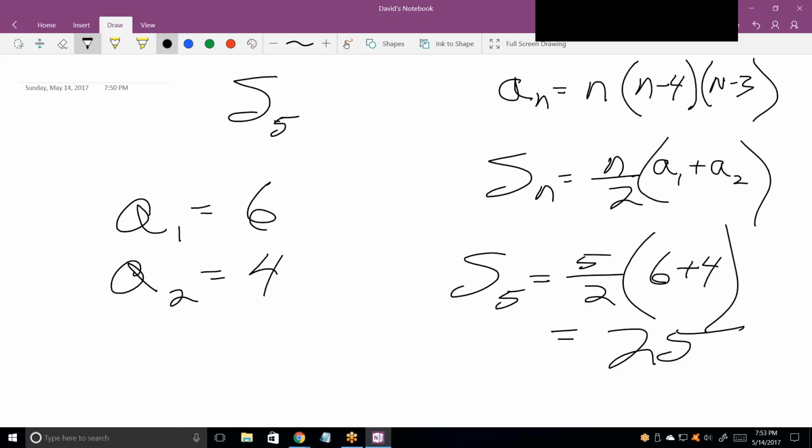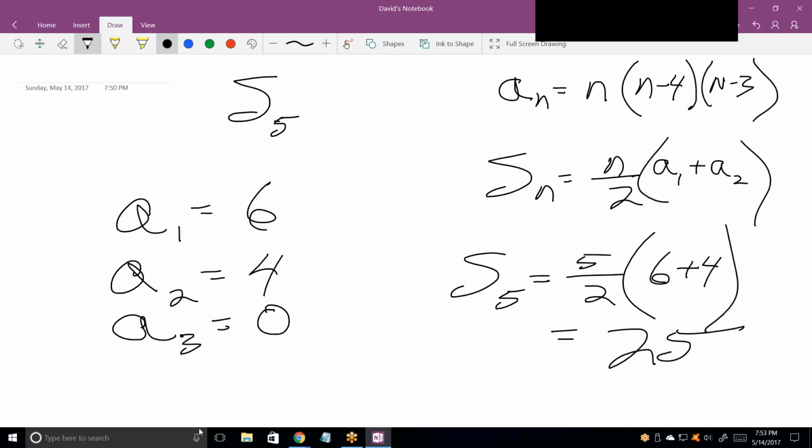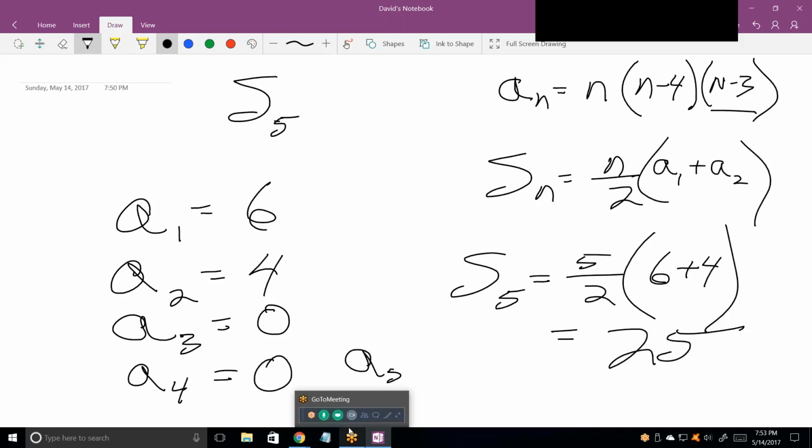Now, let's just check them out. It's not hard to do. What's a sub 3? 0. In other words, instantly that becomes 0, right? So everything becomes 0. I don't care what anything else is. Once I got a 0 as part of these three terms, I know what the product is. A sub 4 is 0. But I'll bet you a sub 5 is 15, because it's 5 times 1 times 2.